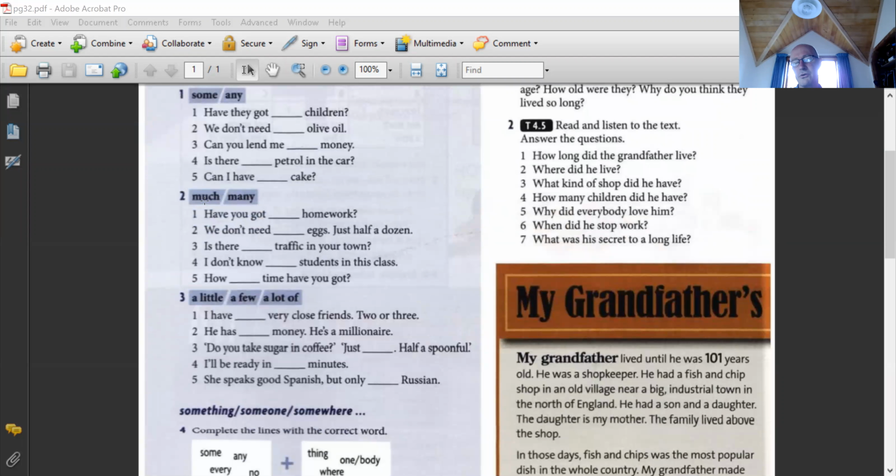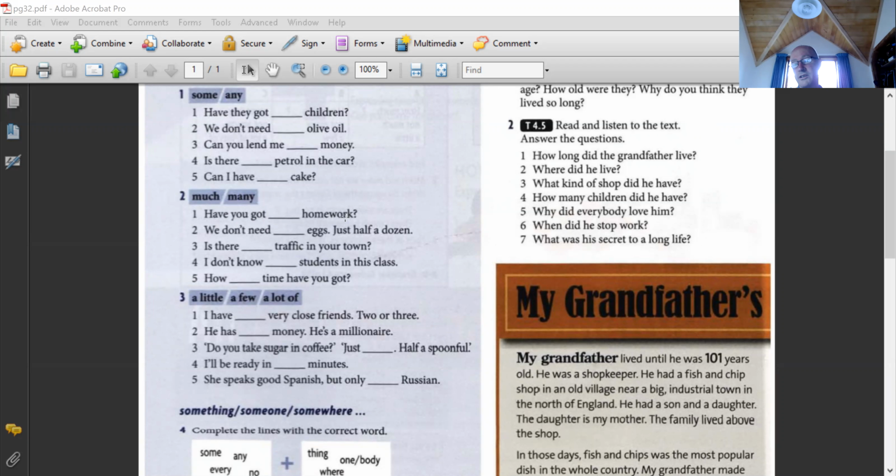Next part, number 2, much and many. It's another one that's hard to know. Which one do I use, much or many? Have you got much homework? Have you got many homework? So these ones are about countable, uncountable. So if you can count it, 1, 2, 3, 4, we use many. If you can't count it, much.